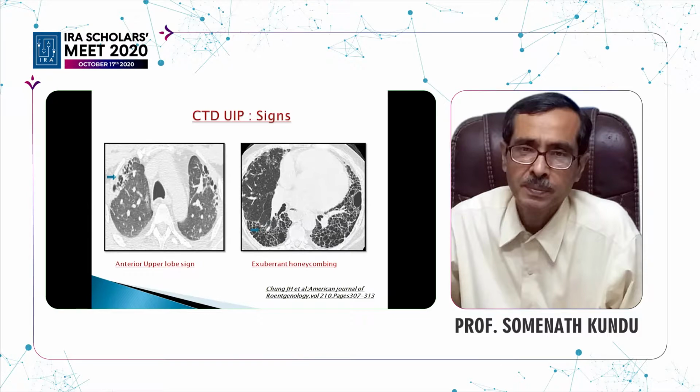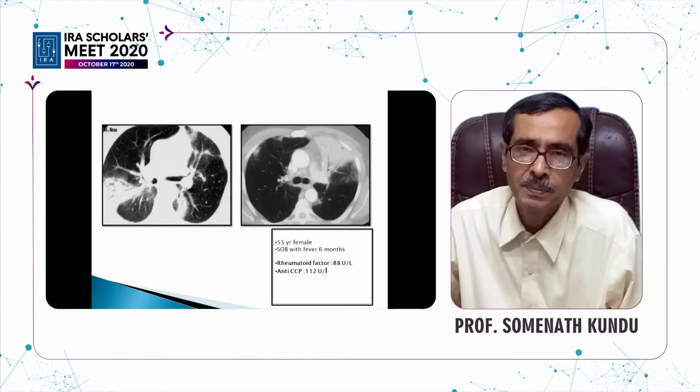NSIP pattern is organizing pneumonia. So rheumatoid arthritis can give rise to a variety of HRCT images. NSIP, UIP, organizing pneumonia. Sometimes you may get centrilobular nodules because of air trapping. You can also get centrilobular nodules and air trapping in rheumatoid arthritis.